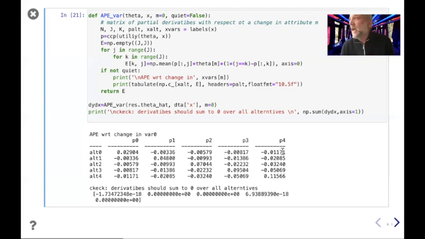But we had the IIA problem, but that's only in terms of proportional substitution patterns. So that would not show up here. That will show up if we calculate elasticities, and that's what we're going to do right now. Okay. But the bottom line is, you got a positive number on the diagonal, and you got negative numbers on the off diagonal.